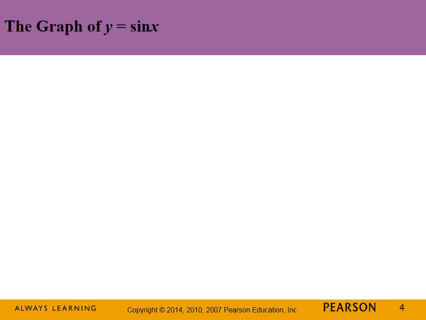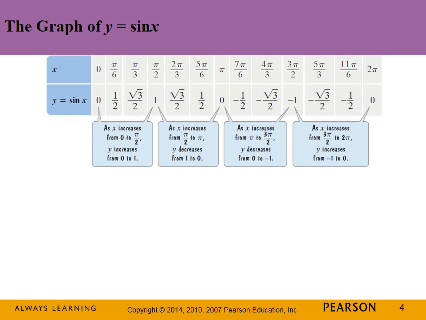Some features of the graph of y equals sine x. So what you're looking at here is a table. This table represents the entire unit circle. The first part of the table from 0 to pi over 2 is right from the table that you were just looking at, going from 0 to pi over 2.